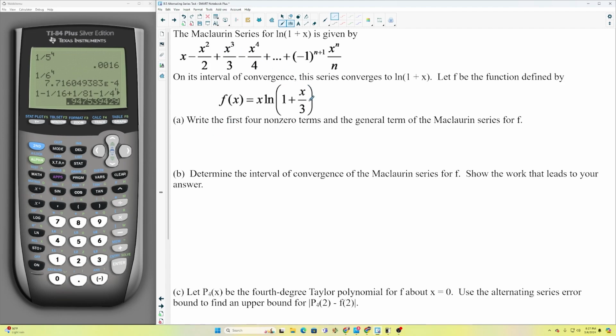Well, let's replace all the x's with x over 3. So if we replace x with x over 3, we get x over 3, minus x squared over 3 squared times 2, plus x to the 3rd over 3 to the 3rd times 3, plus x to the 4th over 3 to the 4th times 4, plus keep on going. And the general term. We're not done yet, though. We're going to multiply all that by x. So x squared, x to the 3rd, x to the 4th, x to the 5th. And then we'll write in all the other stuff.